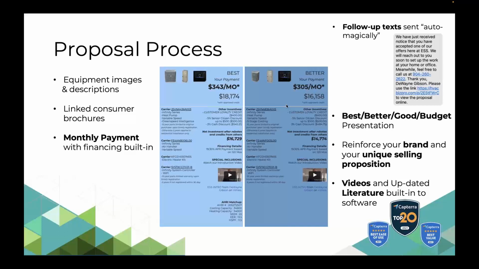You can add monthly payment with built-in financing, so you can show a payment. We pull in the AHRI numbers. We have custom colors and headers, so if you want these to be any other colors, you can change those. And if you don't want it to say best, better, good, and budget, you can have it say anything you want. It could be platinum, gold, silver, or bronze. That's where the images pull in, and the links to the consumer brochures. They can click on those links and see the consumer brochure, the payment built in, the AHRI numbers.